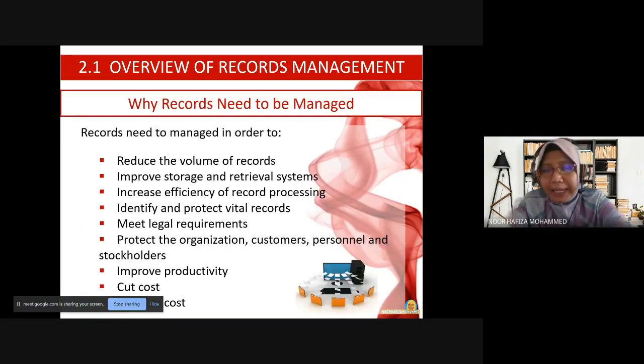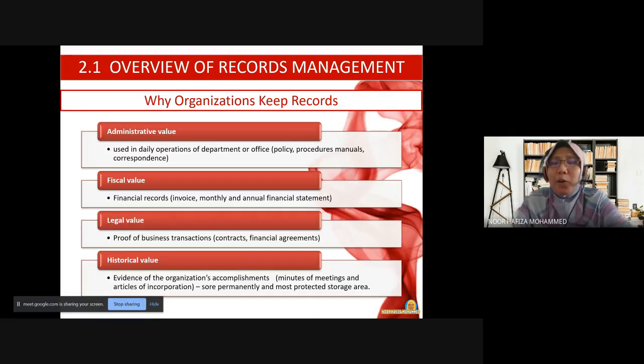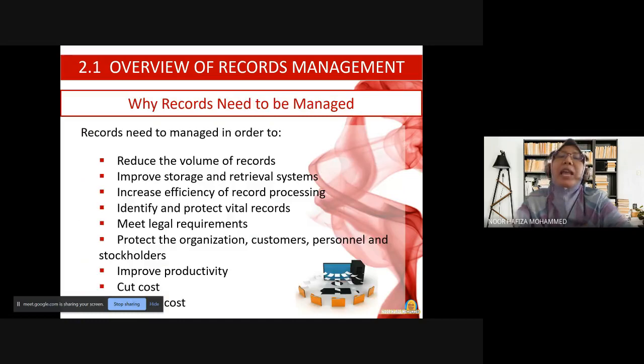So the last one in chapter 2 part 1, we are going to cover why records need to be managed. Previously, we learned about why organizations keep records. Okay, and this one is why records need to be managed. Why do we need to manage these records? The first reason is to reduce the volume of records. Okay, when you have a lot of records, you don't keep every record. Maybe certain records no longer have any value and can be disposed of. So that's why you need to manage your records, so that you can reduce the volume of records.